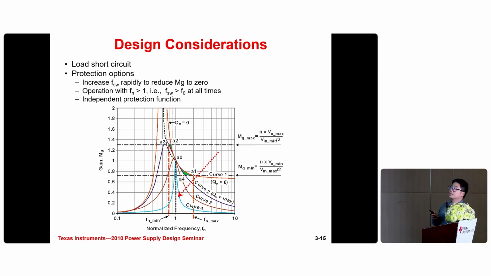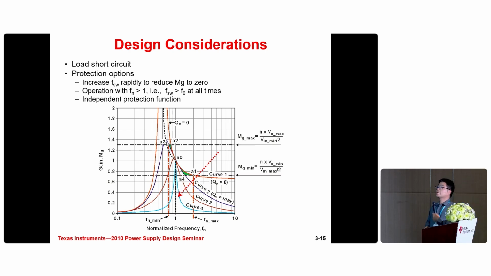There are three options here. First, we need to add some circuit to monitor the current. If there's a large current, we can increase the FSW, the switching frequency, very quickly to reduce the gain to 0.